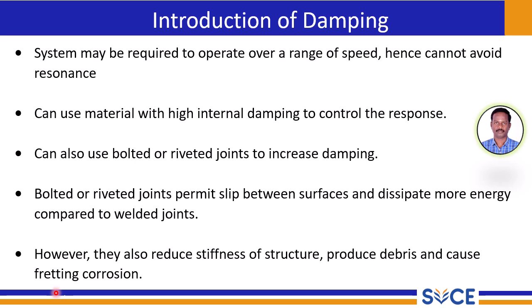Therefore, the decision to use bolted or riveted joints often involves a trade-off between increased damping and potential reductions in stiffness and long-term durability. So, introducing damping is a vital strategy for controlling the vibration, especially in situations where avoiding resonance entirely is not feasible. We can achieve this through material selection and even through the design of our structural connections.